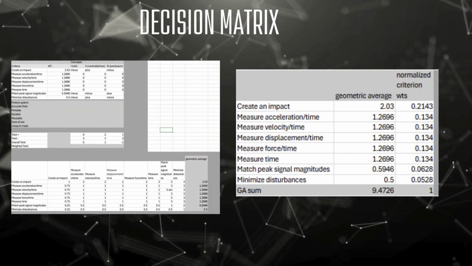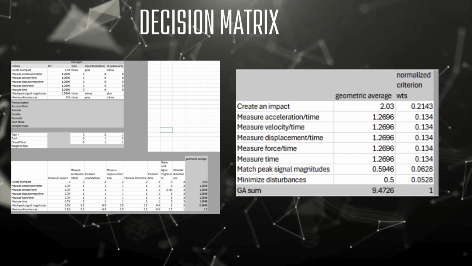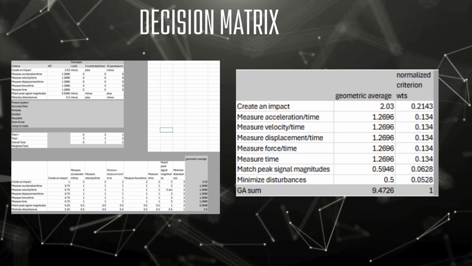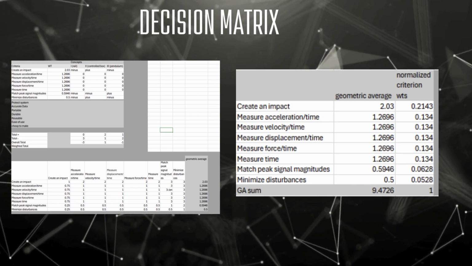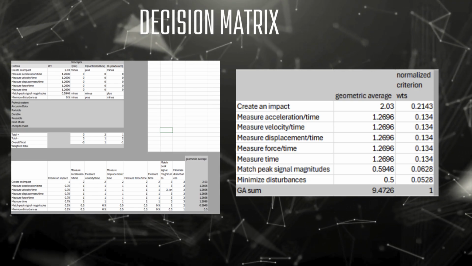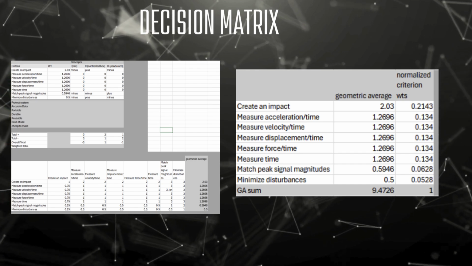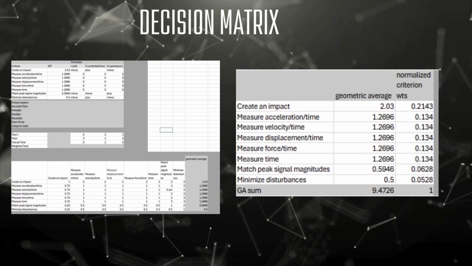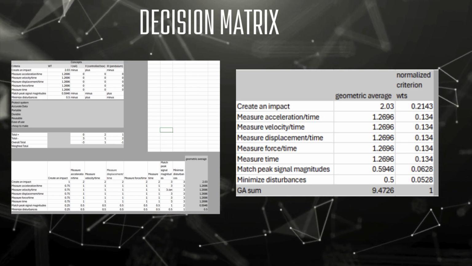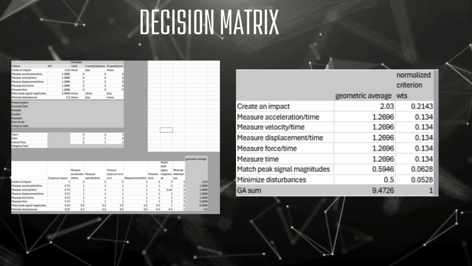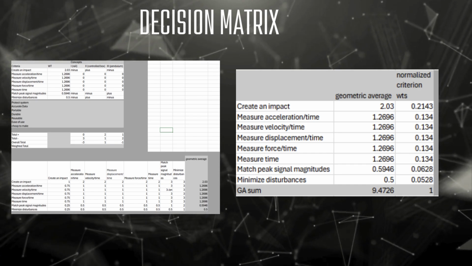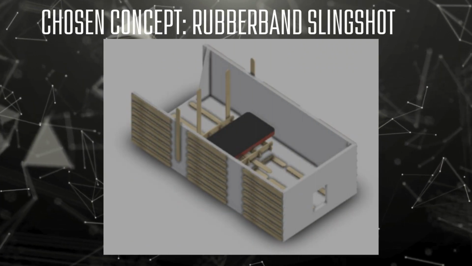To decide on what concept to choose, we had to create a decision matrix to weigh all of our options. In this, we ranked the functions versus the functions by how many times more important they are than one another, and then took the geometric averages of them. We also showed the normalized criterions for them. These values allow us to take an outside look at all three concepts and choose the best one based on numbers, which proves the correct option. Using this decision matrix, the rubber band slingshot method came out on top.